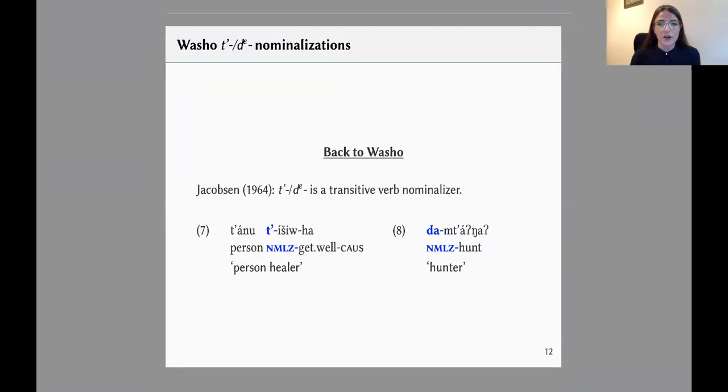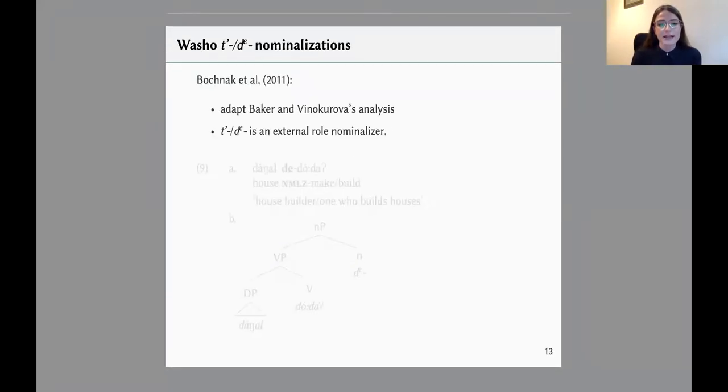Now, if we go back to Washoe, I'm just going to mention a few different proposals that have been put out there for the types of constructions that we're looking at. First, in William Jacobsen's dissertation on the language, he wrote that this type of prefix is a transitive verb nominalizer, which looks like it might work fairly well, just for the examples that we saw already in 7 and 8: person, healer, and hunter. And in more recent work by Bochnak et al., they essentially adapt the Baker and Vinokurova analysis to Washoe and argue that the prefix is an external role nominalizer.